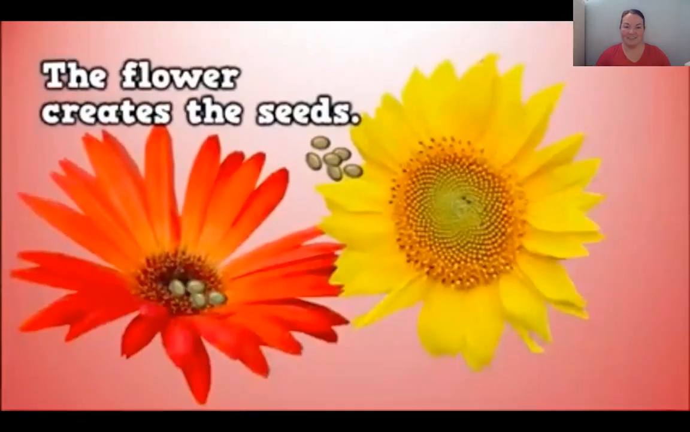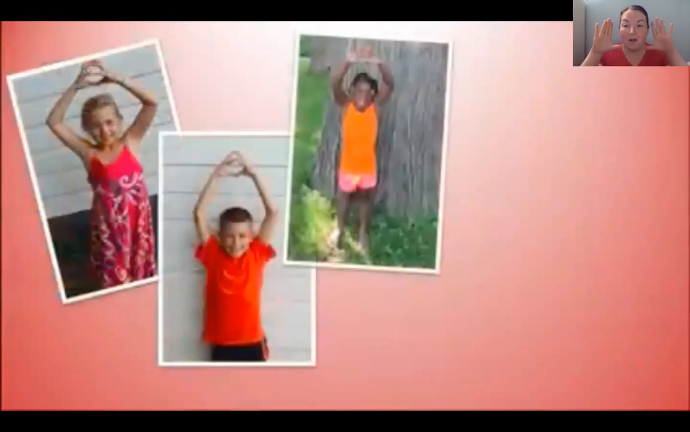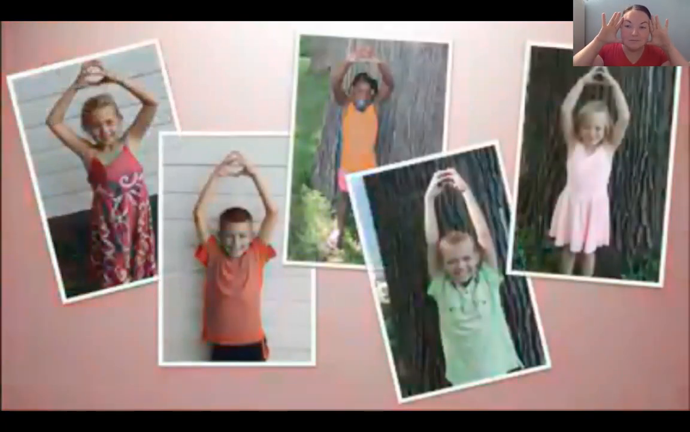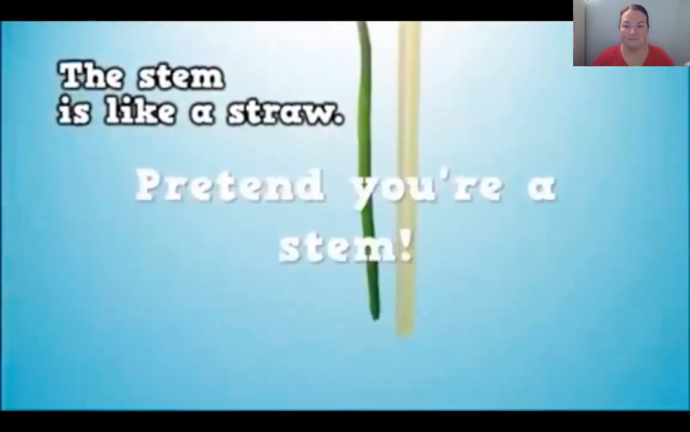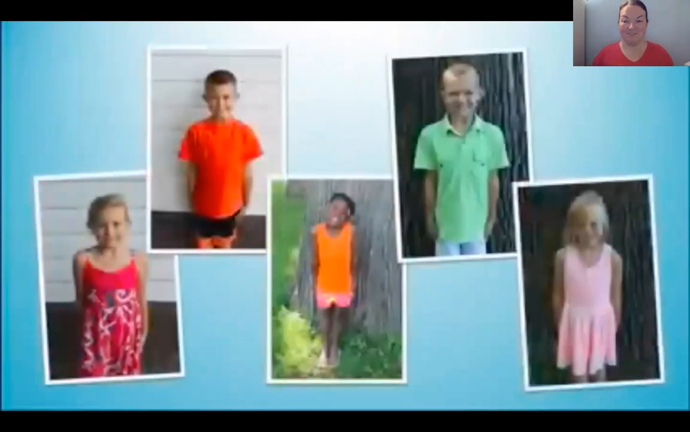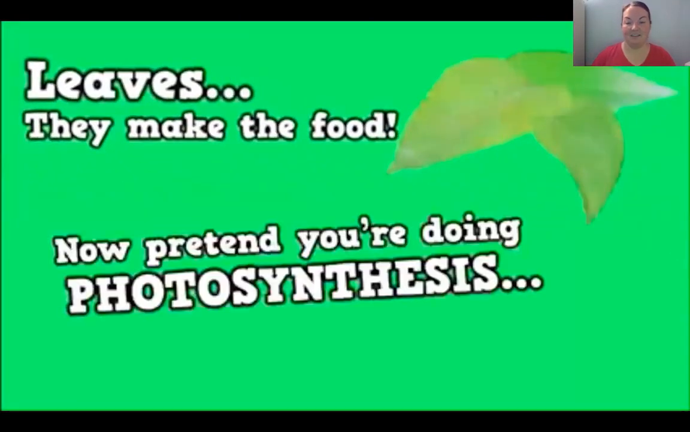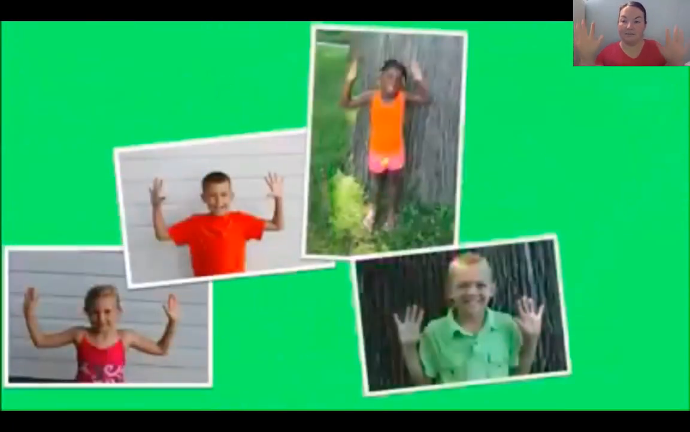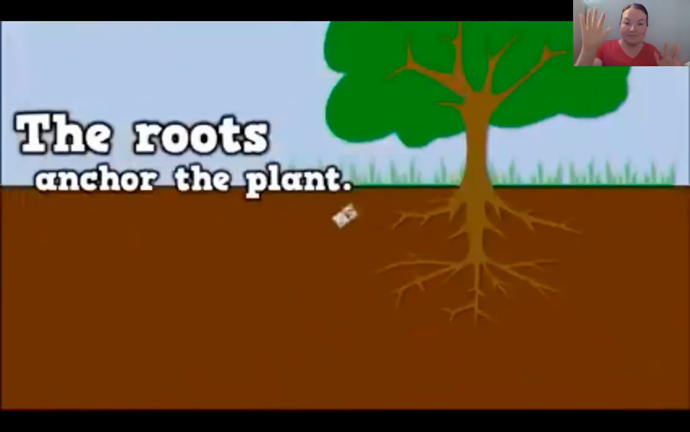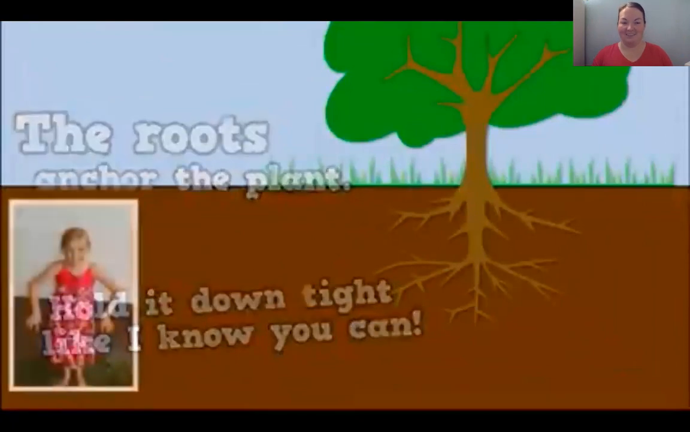Flower creates the seeds. Pretend you're a flower with me. The stem is like a straw. Pretend you're a stem, real tall. They make the food. Now pretend you're doing photosynthesis, all of you. Roots anchor the plant. Hold it down tight like I know you can.